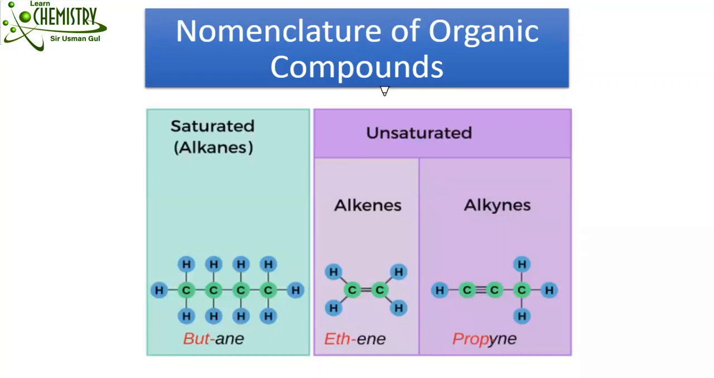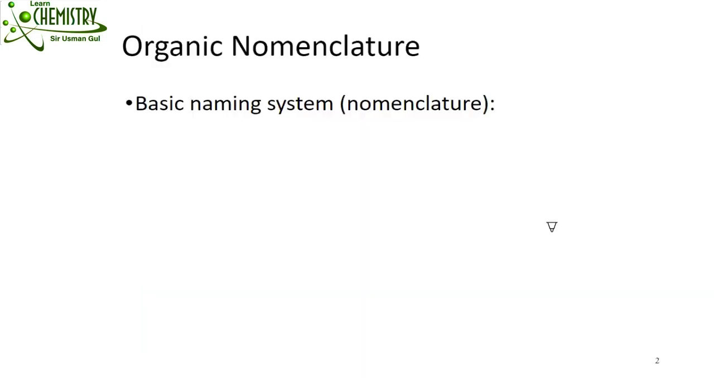Today in this lesson, I will explain the nomenclature of organic compounds. So, the nomenclature of alkanes, alkenes, and alkynes. So, first of all, the basic naming system or nomenclature.